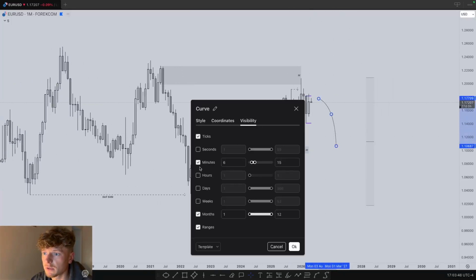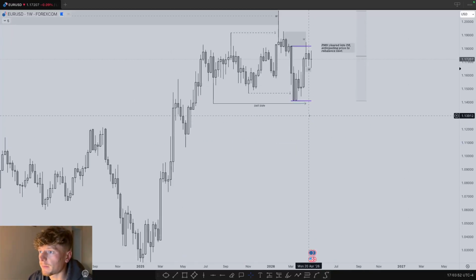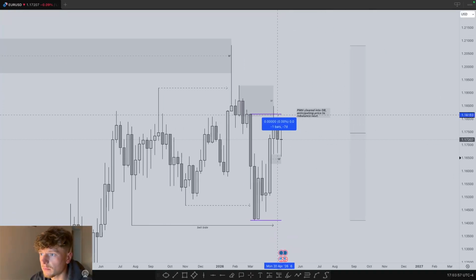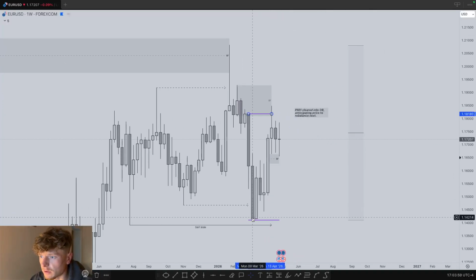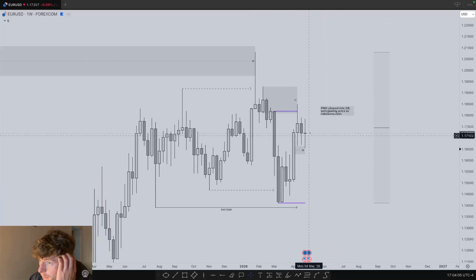Just make sure that doesn't show up anywhere else. Weekly, zoom in a bit on the weekly. We've already got a few annotations up because I don't want to delete everything. So yeah, bit more information on the weekly.